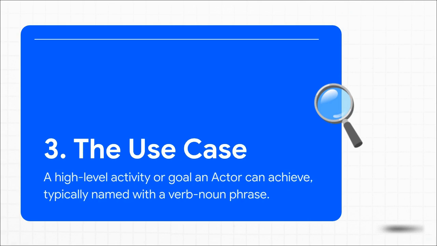And now for the star of the show, the use case itself. These are the key scenes in our movie. Each one is a specific goal that an actor wants to achieve. Things like withdraw money or generate a report. And there's a reason we name them with a verb and a noun. It's not just some fussy rule. It actually forces you to focus on the goal and the value you're delivering.